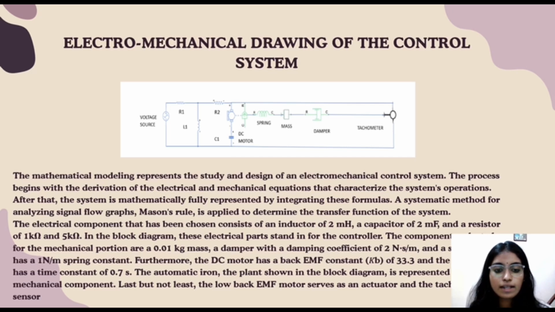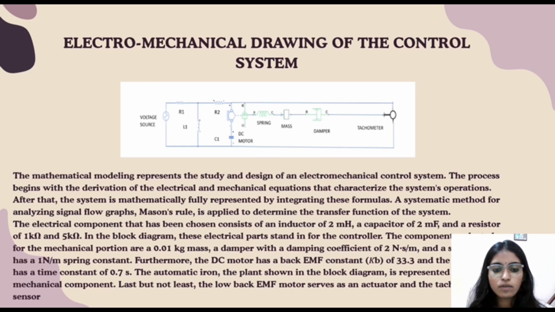In the block diagram, these electrical parts stand in for the controller. The components selected for the mechanical portion are a 0.01 kilogram mass, a damper with damping coefficient of 2 Newton, and a spring that has 1 Newton spring constant.